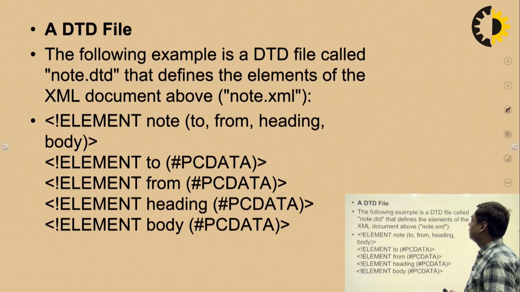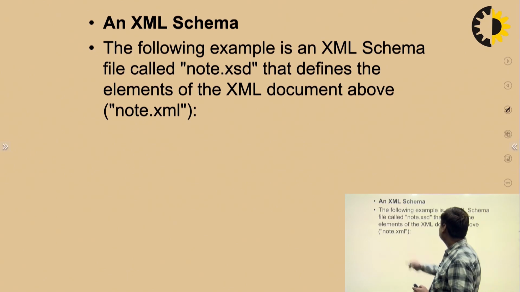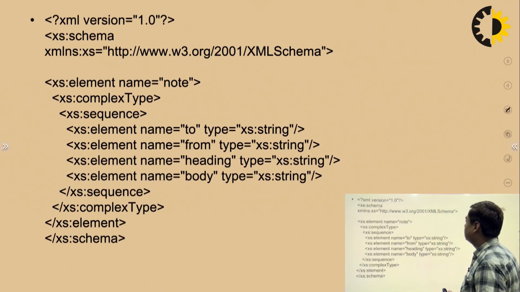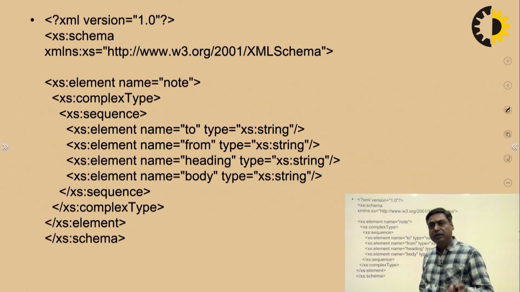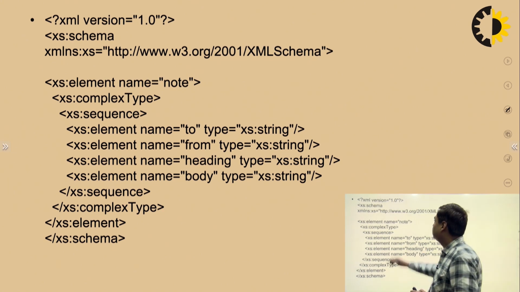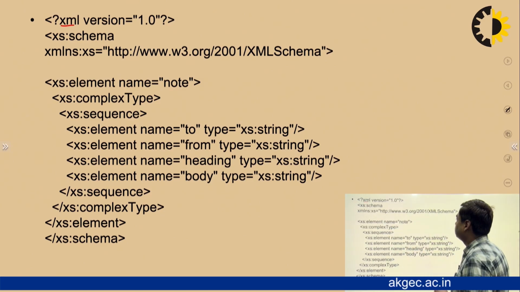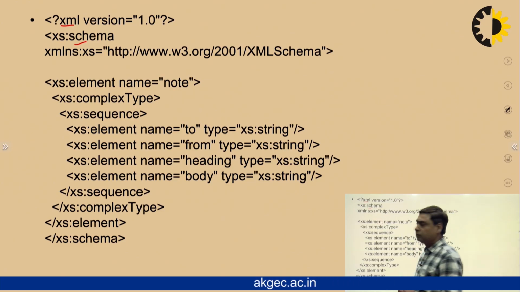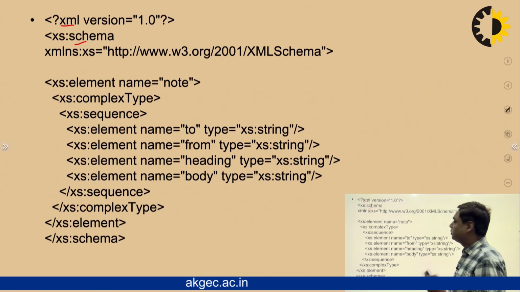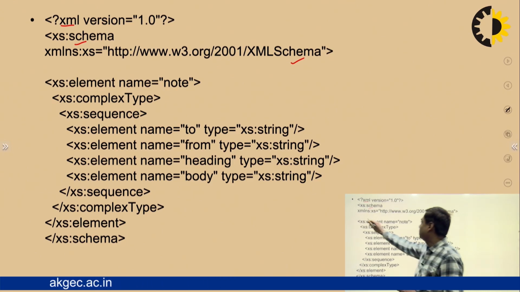So look at the XML schema. We have defined the XML schema for note.xml. Basically, an XML schema is also a type of XML file, so it will start with the XML declaration. To start a schema, first you have to write the schema element here. Then you have to specify the namespace. This is the reference string for the namespace.